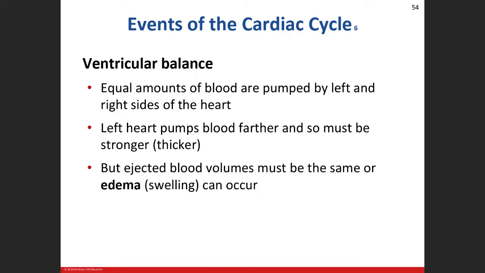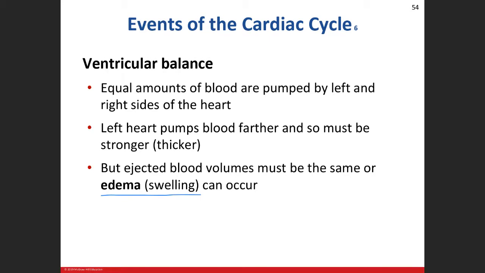But the reason why, in case you were wondering, the left ventricular wall is much thicker than the right ventricular wall is because it needs to be able to push all that blood out to the body and not to the close lungs there, okay? If we somehow come out of balance, if the ventricles are not pumping out equal amounts of blood, then we can start to get edema.